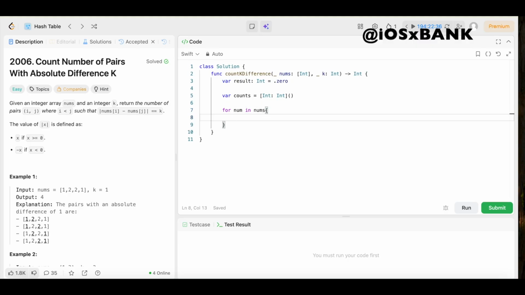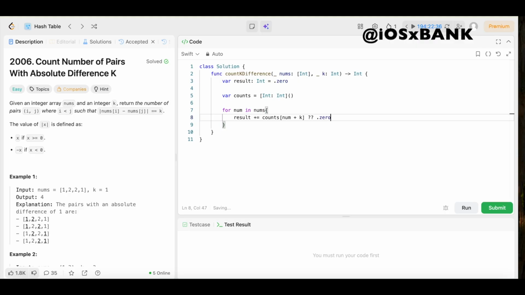We're going to open up the brackets, and if we've previously seen num plus k, then the absolute value of num minus (num plus k) is equal to k. So each occurrence forms a valid pair with the current number. So we're going to say result plus equals counts square bracket num plus k, come outside of that, and we'll say question mark, 0.